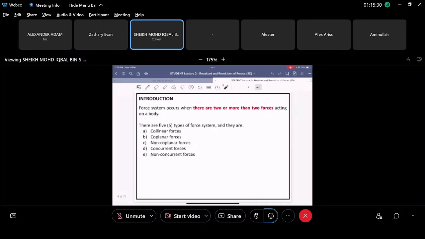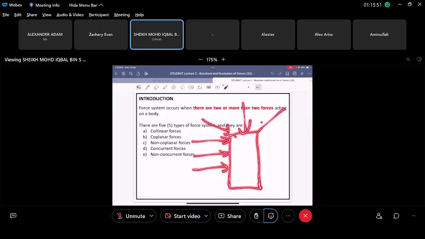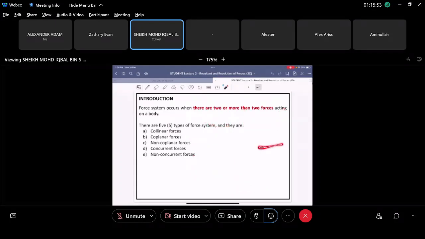Okay, so introduction, right? A force system occurs when there are two or more forces acting on a body. For example, if we have a building here, it is called a force system if there are two or more forces acting on the structure or building. If it's two or more, then it is called a force system. If it's one, it's not a force system.